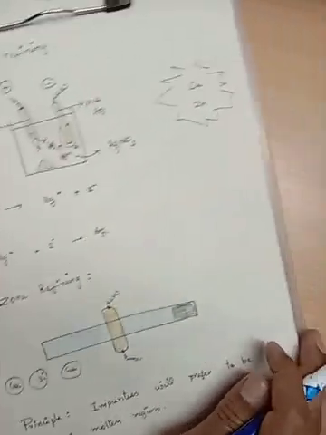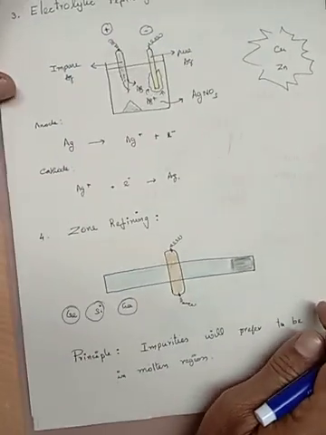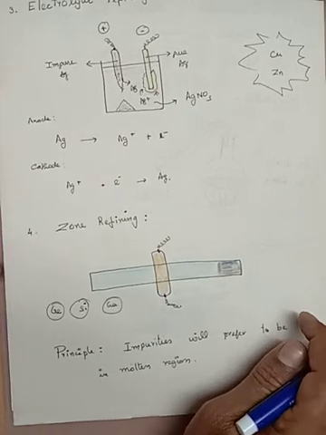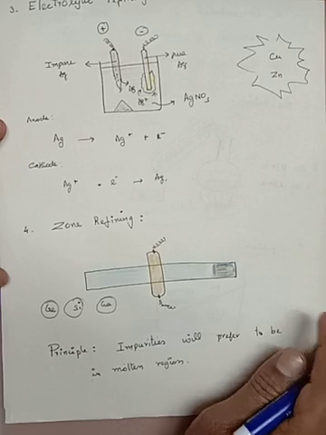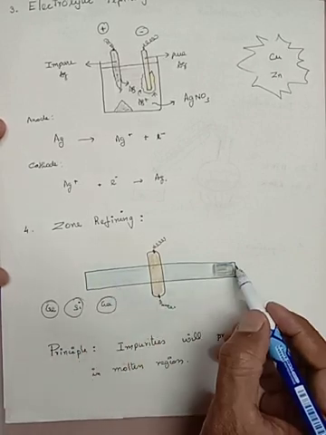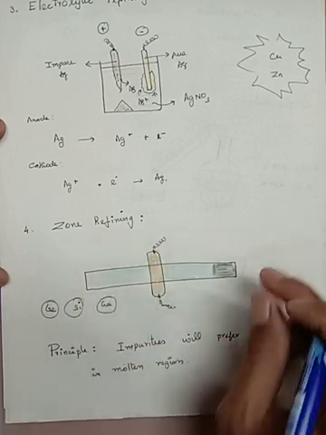The next one is zone refining. Zone refining is another interesting method of purifying the metal. Metals like germanium, silicon, gallium can be used. So impure metal is taken as a rod.